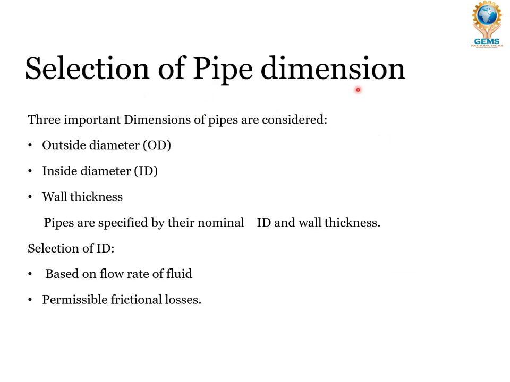Selection of pipe dimension. There are three important dimensions of pipe that are considered: the outer diameter, inner diameter, and wall thickness. Pipes are specified by their nominal inner diameter and wall thickness. Selection of internal diameter is based on the flow rate of fluid and permissible frictional losses.